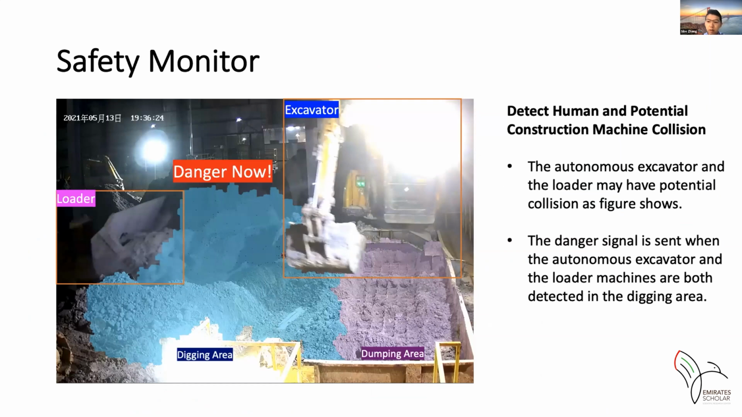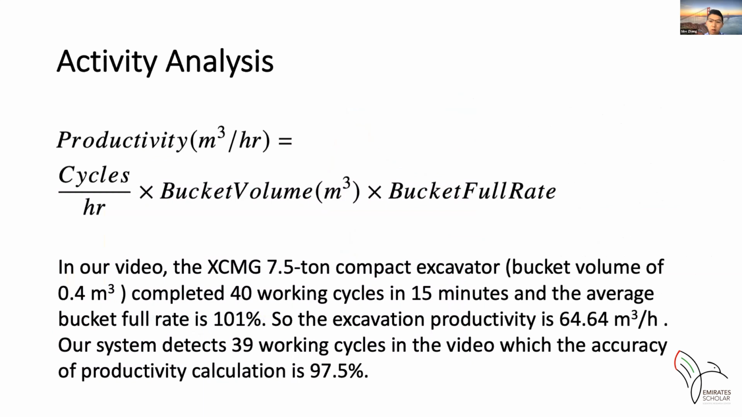The danger signal is sent when the autonomous excavator and the loader machine are both detected in the digging area. Besides, our system will send an alert when a human enters the working site. The productivity of the excavator is based on the action recognition results. The excavator's productivity can be calculated with the cycle time and the bucket payload, as shown in the equation.